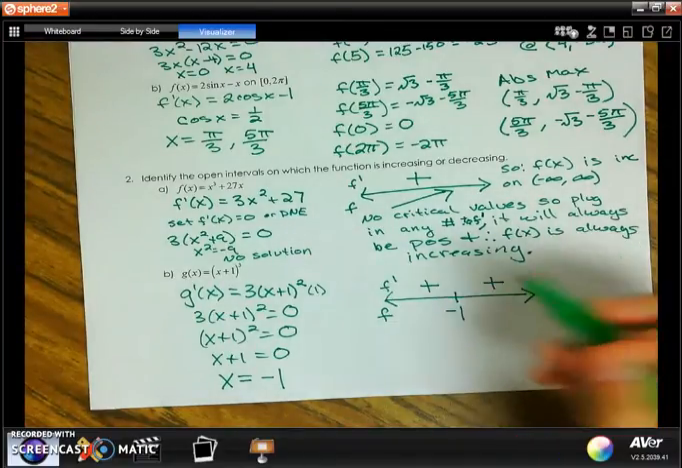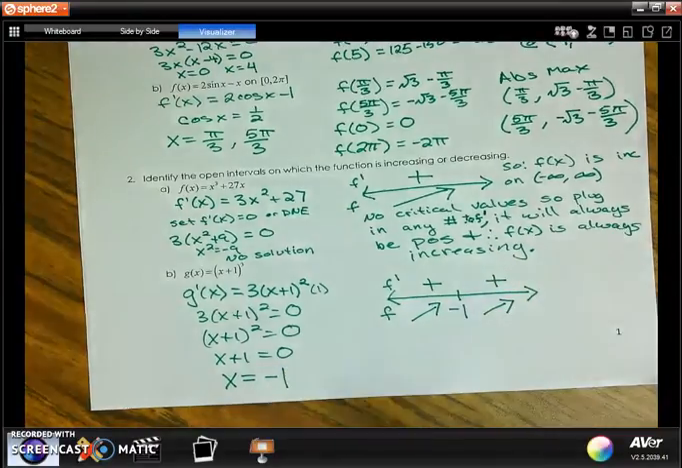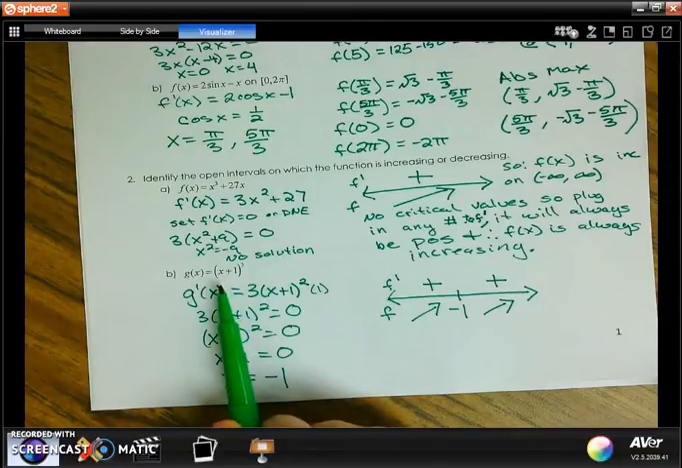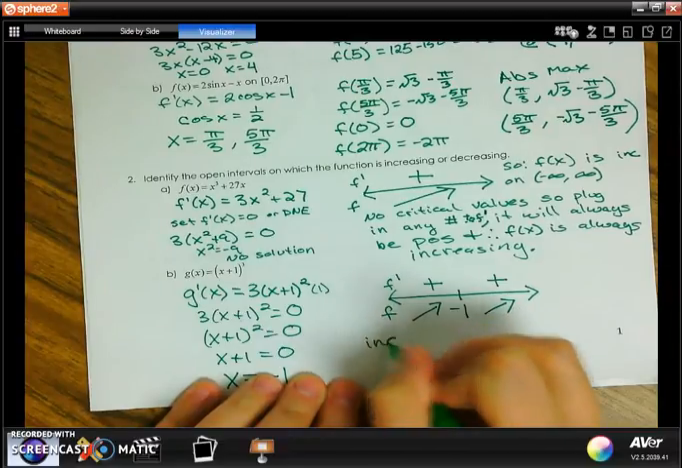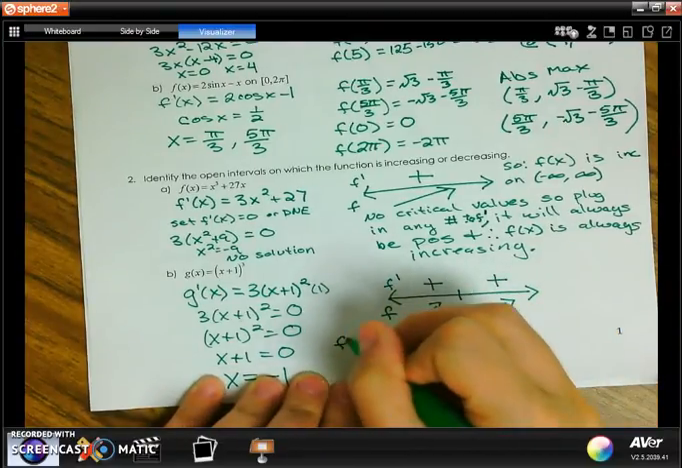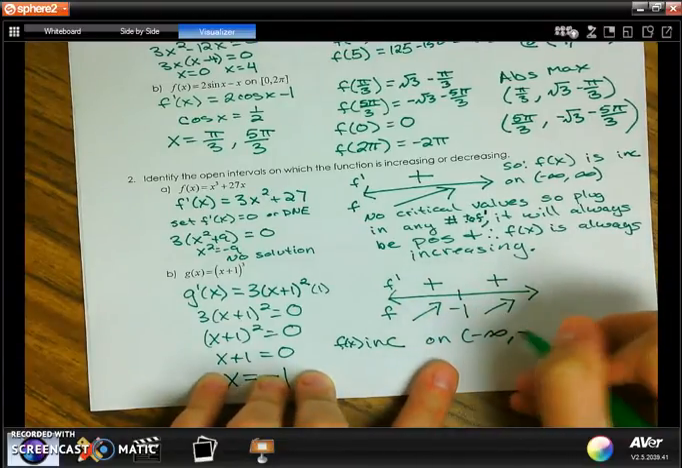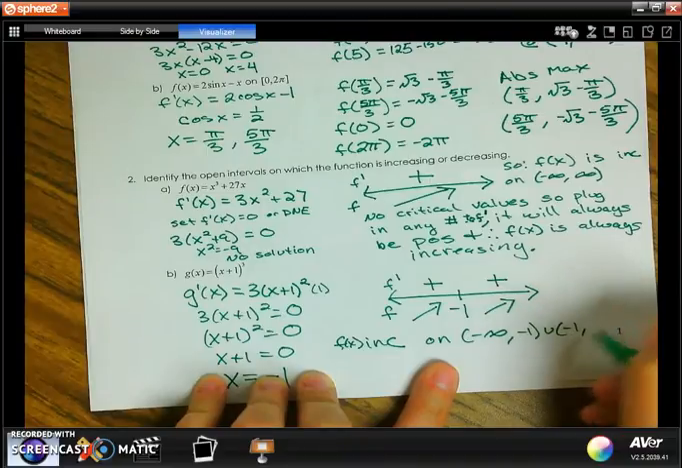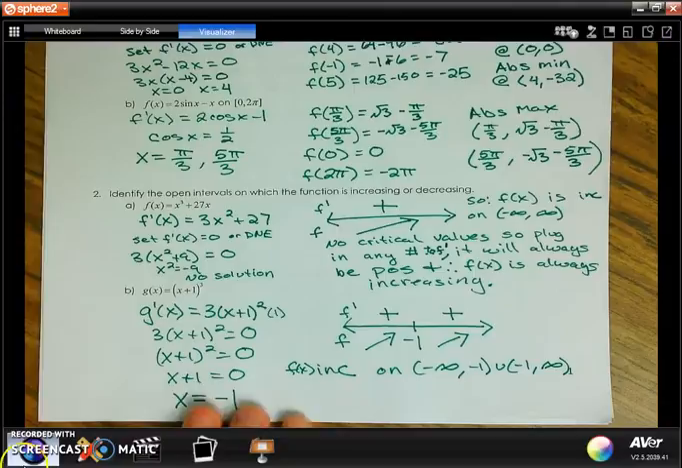So in this case, that tells me that the original function is increasing the entire time. If you kind of think back to what your parent cubic graph looks like, that makes sense. This is just your cubic shifted to the left by 1, so you should even be able to kind of get that it is increasing from left to right the entire time. So f of x is increasing on the interval negative infinity to negative 1, union negative 1 to infinity. Alright, and that is the end of page 1.